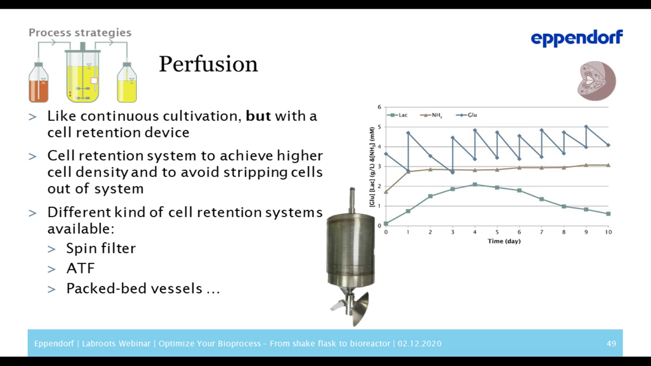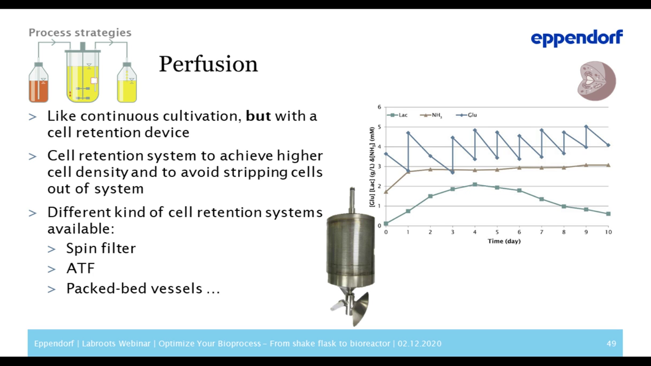And as I already said, last but not least, for the process strategies, we have the perfusion mode, which is very similar to the continuous manufacturing process, with the difference that you have a cell retention device connected to the harvesting tube. So once the carbon source is depleted, you start harvesting the media, but not the cells. So for example, in cell culture runs, you can cultivate your cells on microcarriers, and the microcarriers remain in the bioreactor while the medium is harvested.